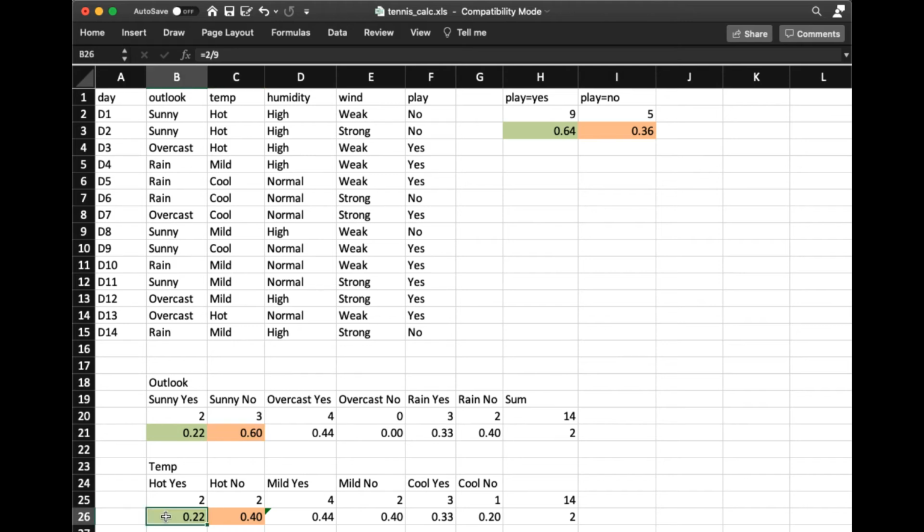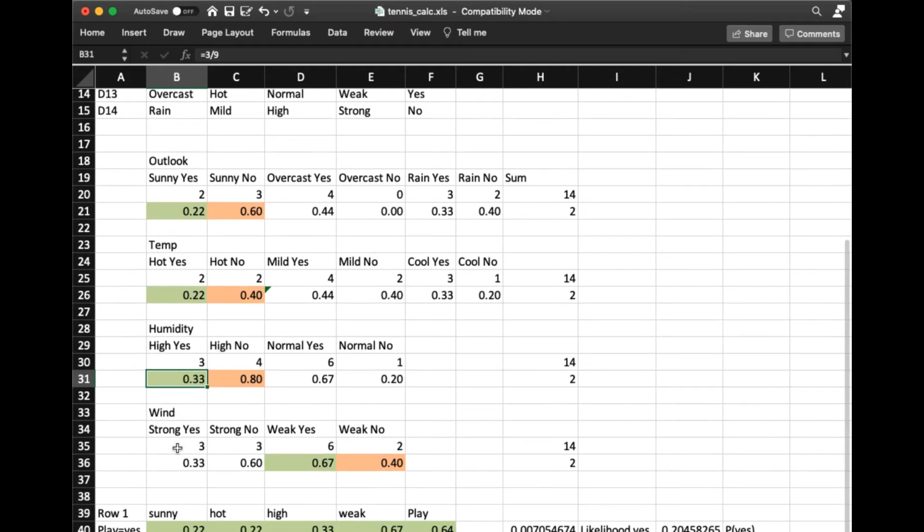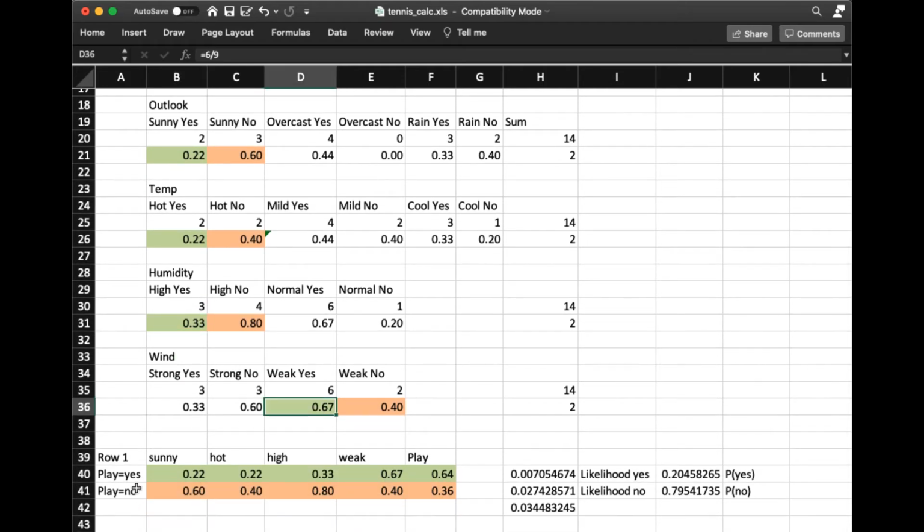We do a similar thing for temperature and humidity and wind. What I'm interested in is the probabilities for a day that's sunny, hot, high humidity, weak wind. Did we play or not? All right, so here I just copied the likelihoods from each of these features, each of these predictors. I just copied the cell contents here, as well as the prior play and not play.